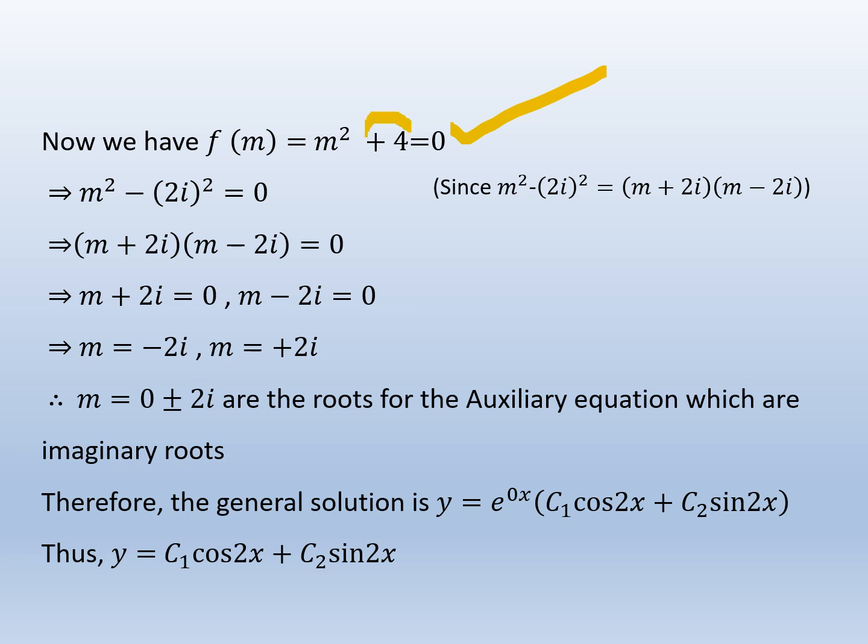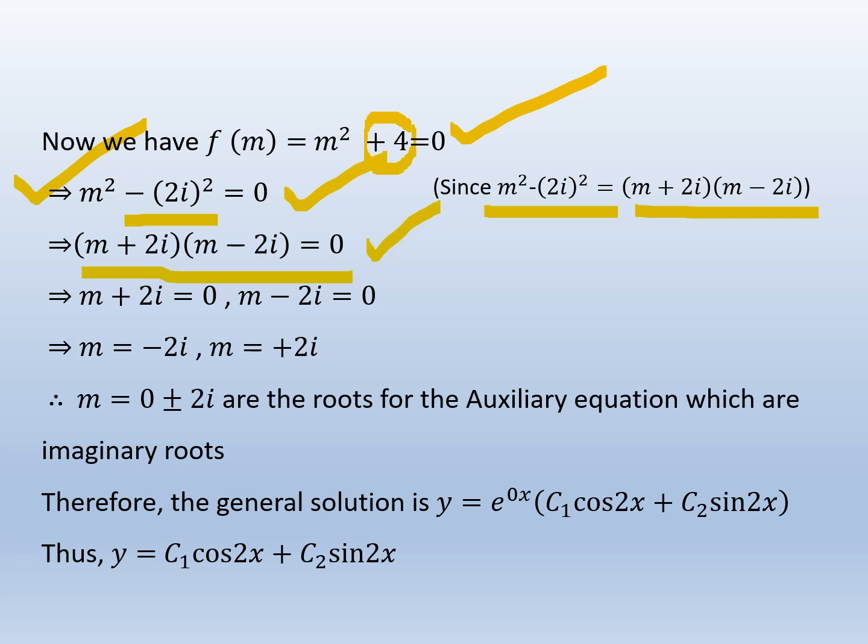Now in this equation, 4 is replaced with minus 2i whole square. So we have m square minus 2i whole square equals 0. Now m square minus 2i whole square equals 0 can be written as m plus 2i into m minus 2i equals 0, since m square minus 2i whole square equals m plus 2i into m minus 2i. Thus we have m plus 2i into m minus 2i equals 0.